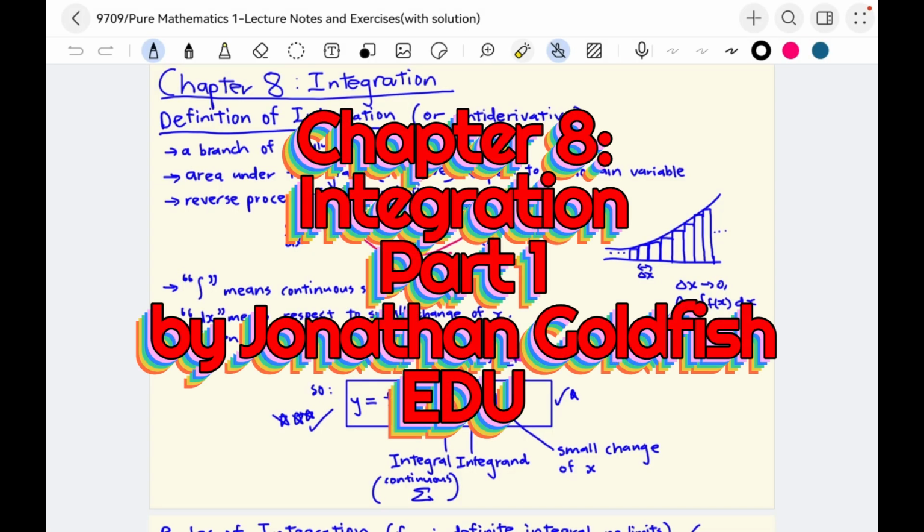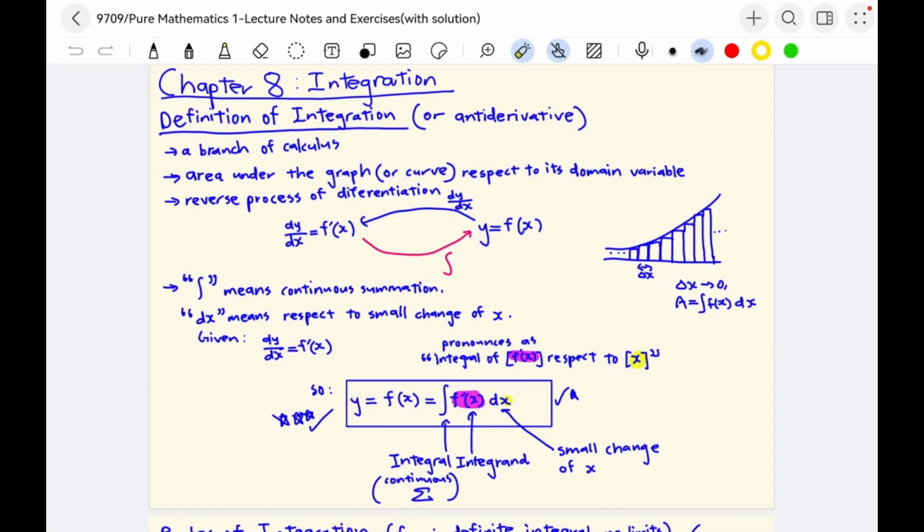This is Jonathan Goldfish. Okay, so for this video today, we are finally entering the final chapter among the pure mathematics one, which is chapter 8, integration. Okay, in fact, I'm in UM physically, because I have to pursue my undergraduate studies, alright? So this video is talking about integrations, alright? And you have to learn its fundamentals.